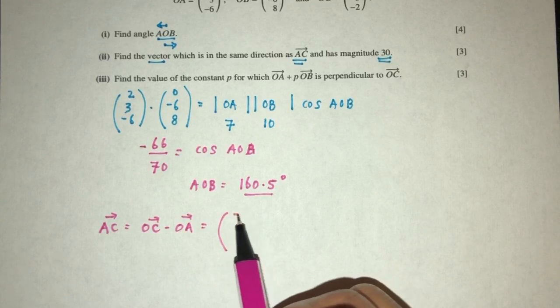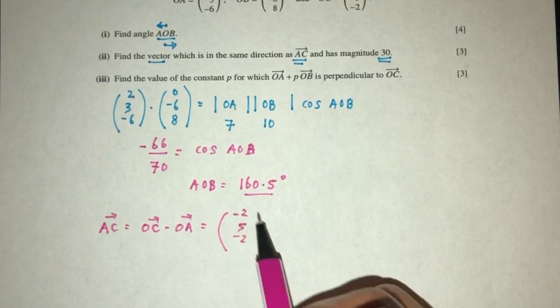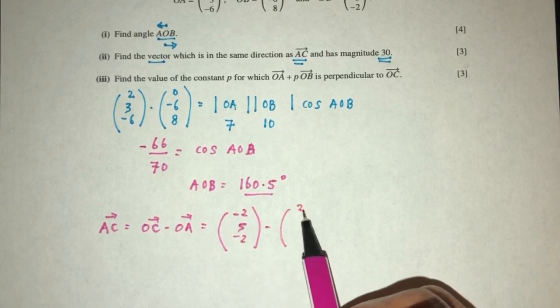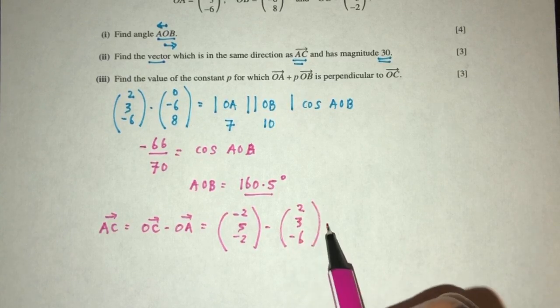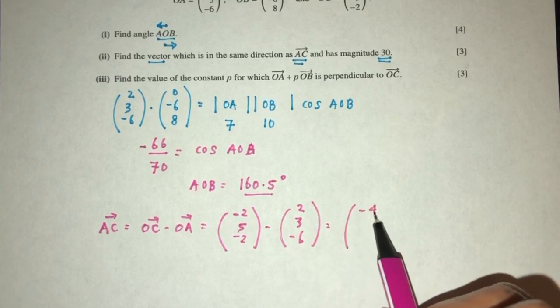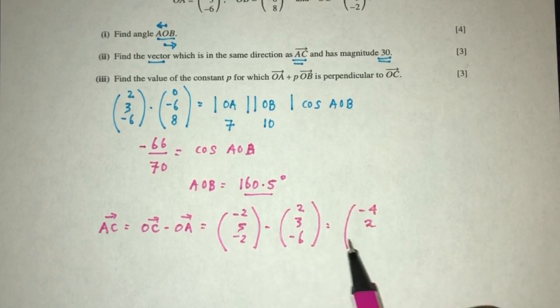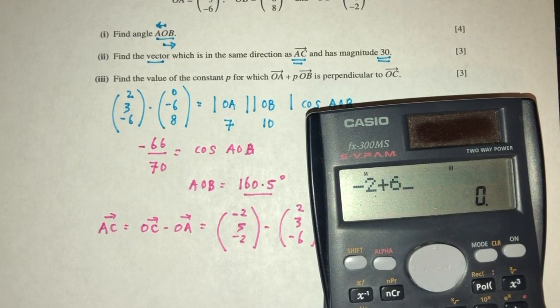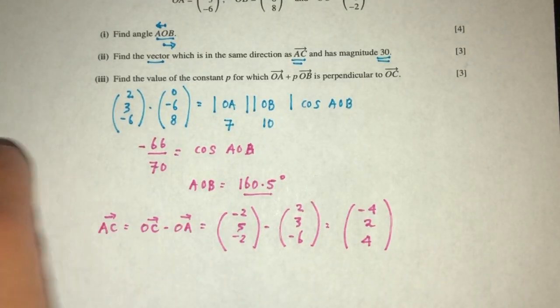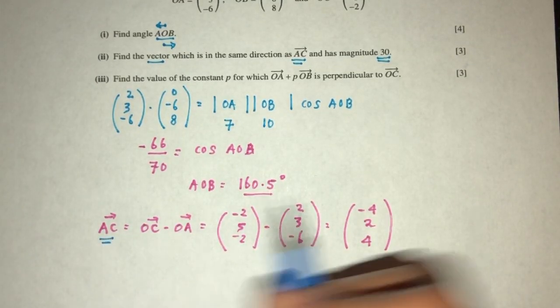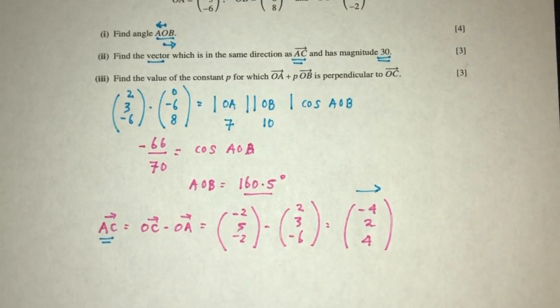OC is given by (-2, 5, -2). OA is (2, 3, -6). That will be the value of -4, this will be the value of 2, and that should be the value of 4. Right, so -2 plus 6 will be the value of 4. This is my vector AC, and this is the vector itself in this direction.